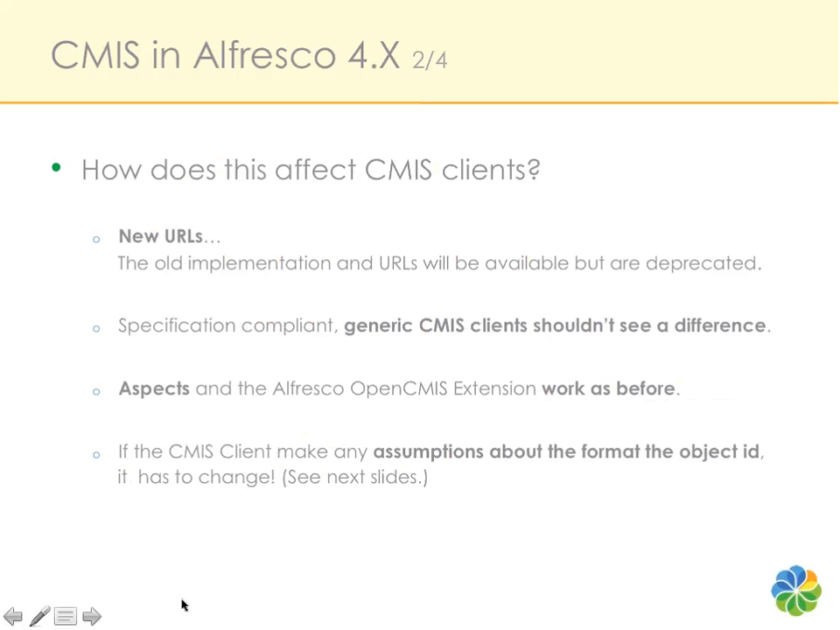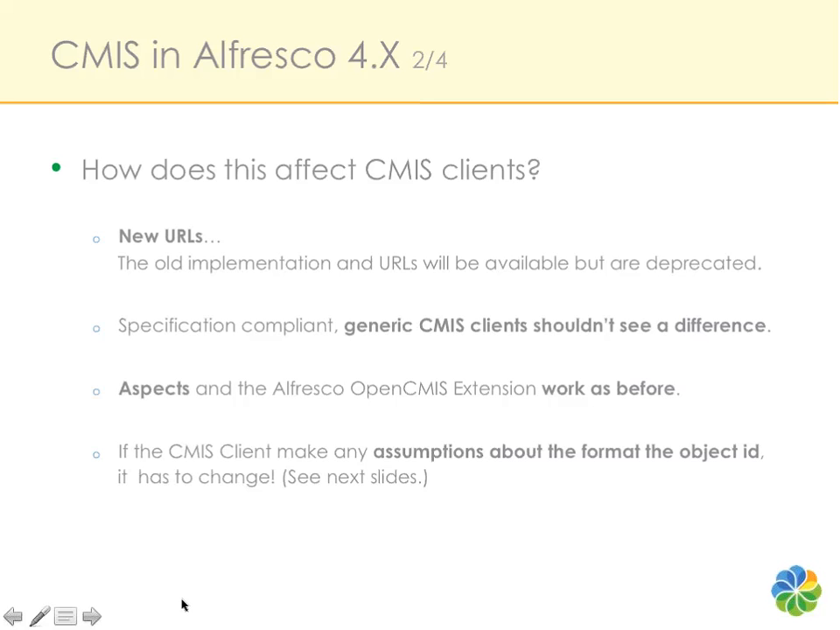But how does this affect CMIS clients? Well, there will be new URLs. So if you have an application right now that talks to Alfresco CMIS, you might want to change the URL. The old implementation is still there. The old URLs are still working, but they are deprecated. So we are not going to fix any bugs or anything like that anymore. We are focusing completely on the new implementation, and at some point the old implementation will go away.